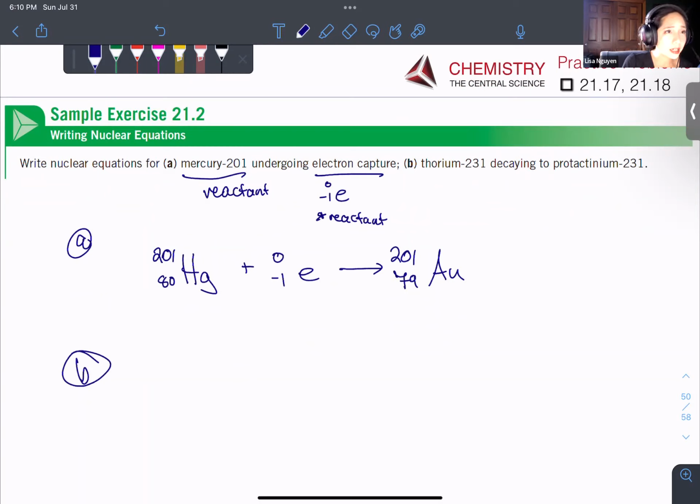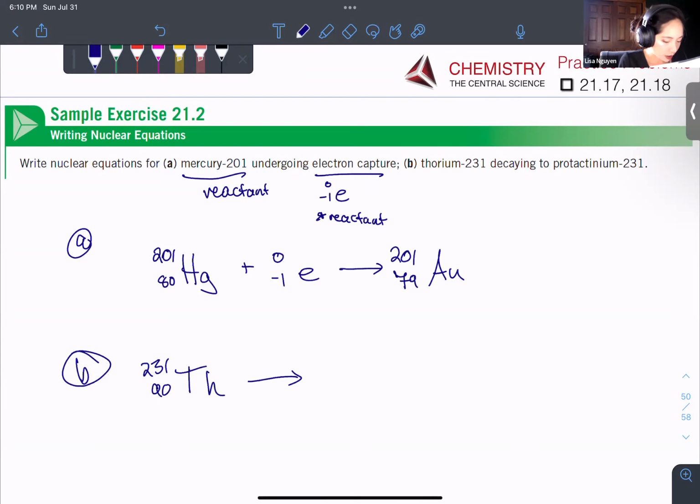So we have thorium here. I'm not telling you what type of emission or radiation is involved, so we need to figure that out, but it's still the same strategy: just figure out what the missing piece is. So we're starting with thorium-231. That is our reactant. Thorium is element 90. And this substance is decaying, meaning that something is being emitted from it. And so we know that we are forming protactinium.